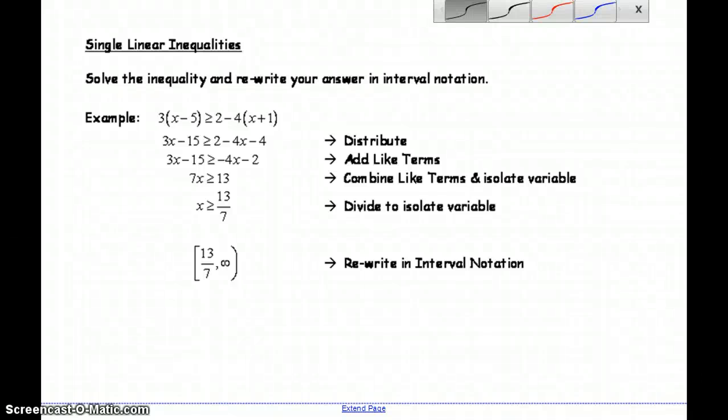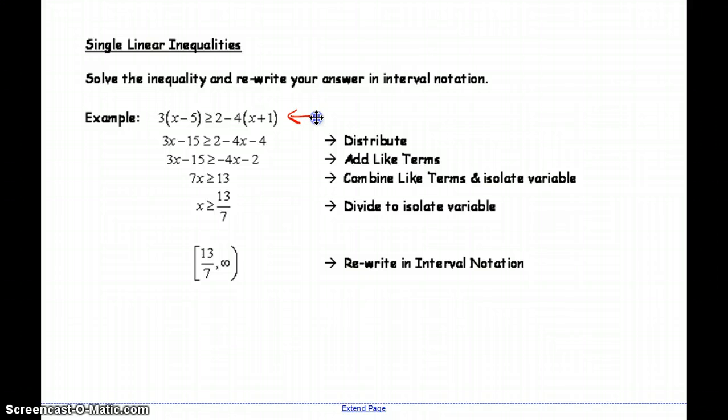Okay, now we're going to be moving on to single linear inequalities. If you look at the example here, notice that you're distributing and then you're adding like terms. Your goal is to isolate the variable just as you would in an equation, and you end with x is greater than or equal to 13/7.